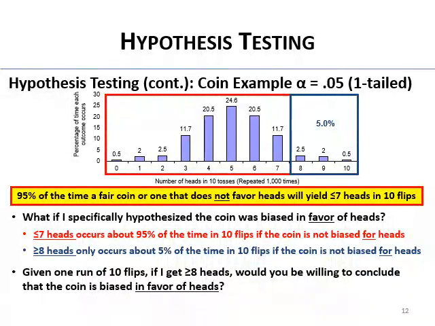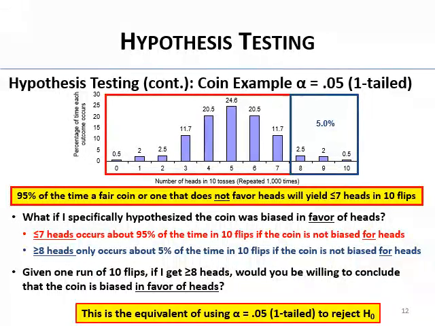So if given 10 flips, I get 8 or more heads, would you be willing to conclude that the coin is biased in favor of heads? If you said yes, that's the equivalent of using an alpha of 0.05 one-tailed to reject the null hypothesis. This kind of makes sense to me, but I teach this for a living, so I hope this helps you understand this whole hypothesis testing thing. So we reject the null when we get something that's really unlikely to happen by chance if the null hypothesis is true. And the null here is the coin is actually not biased in favor of heads.